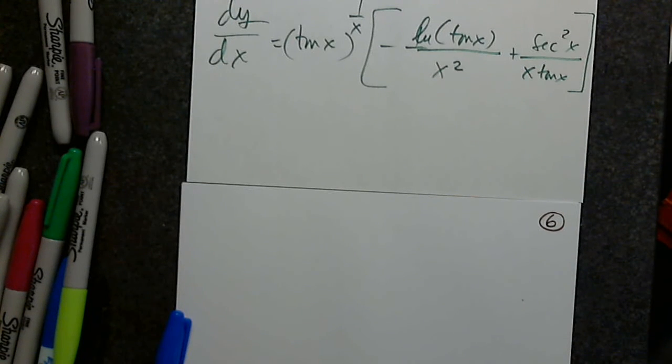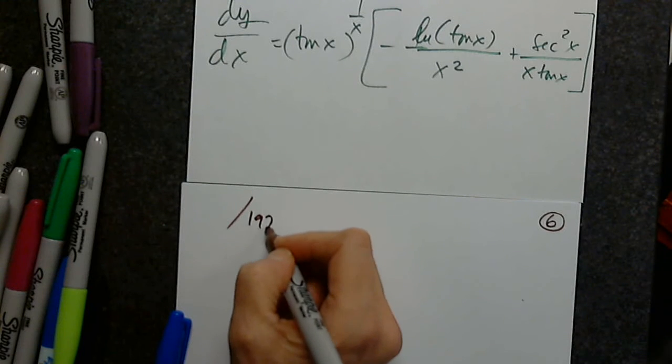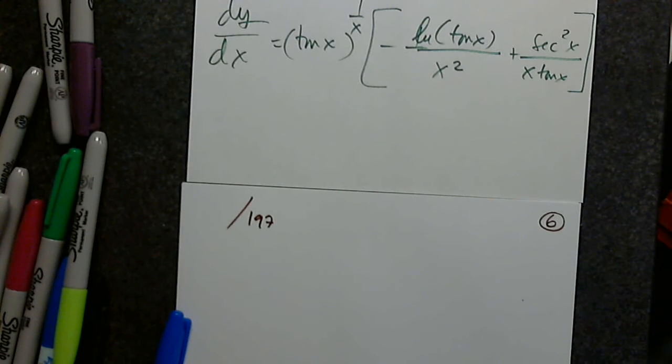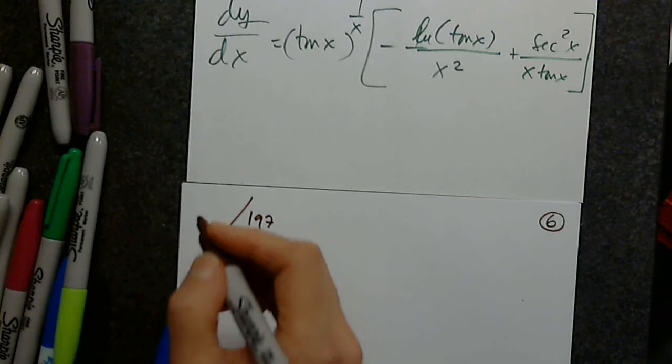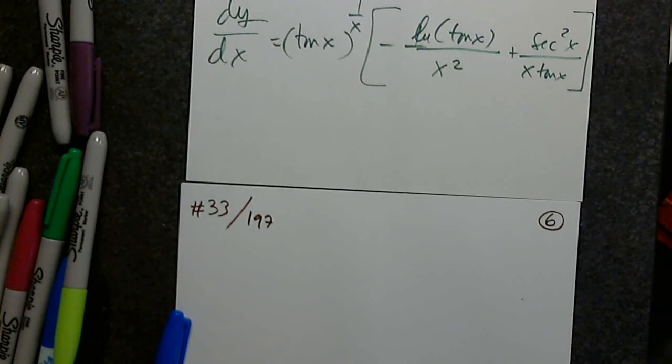Anything else? On 197. It said 197. Page 197, trig function. That's okay. I guess number 33. Yes. Perfect. For what values of x does the graph of f have a horizontal tangent?